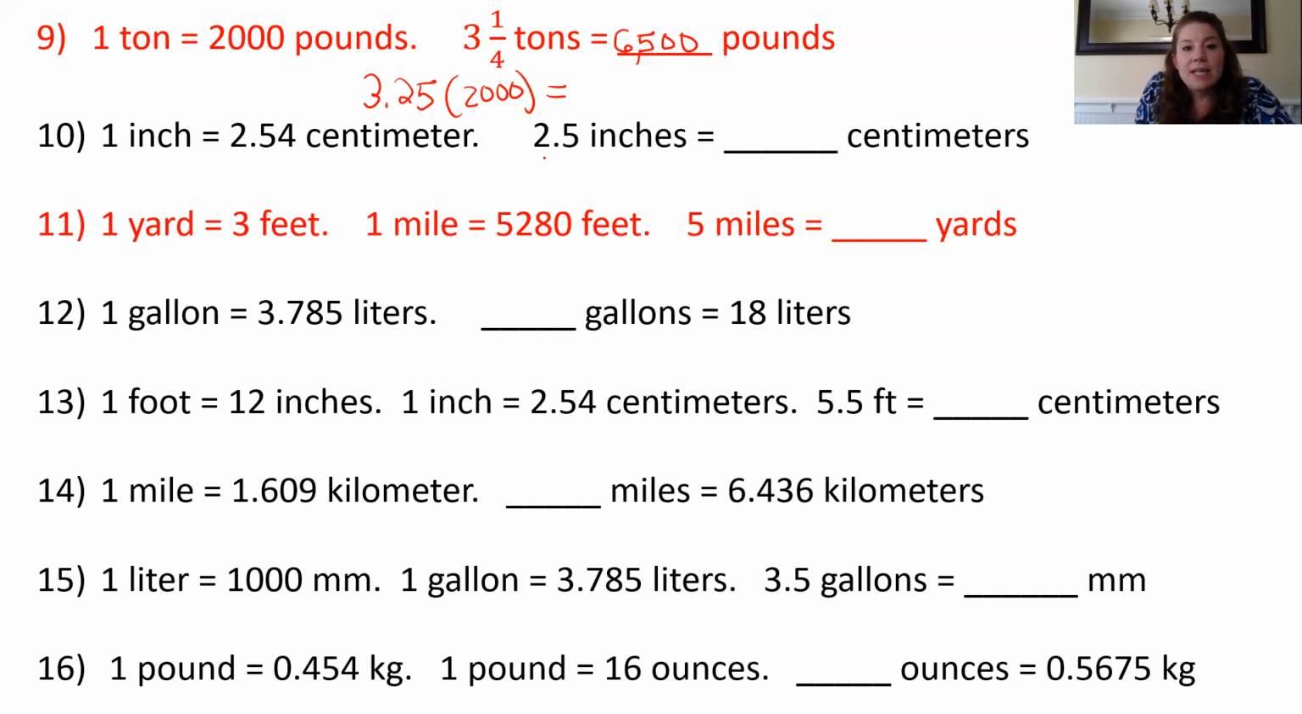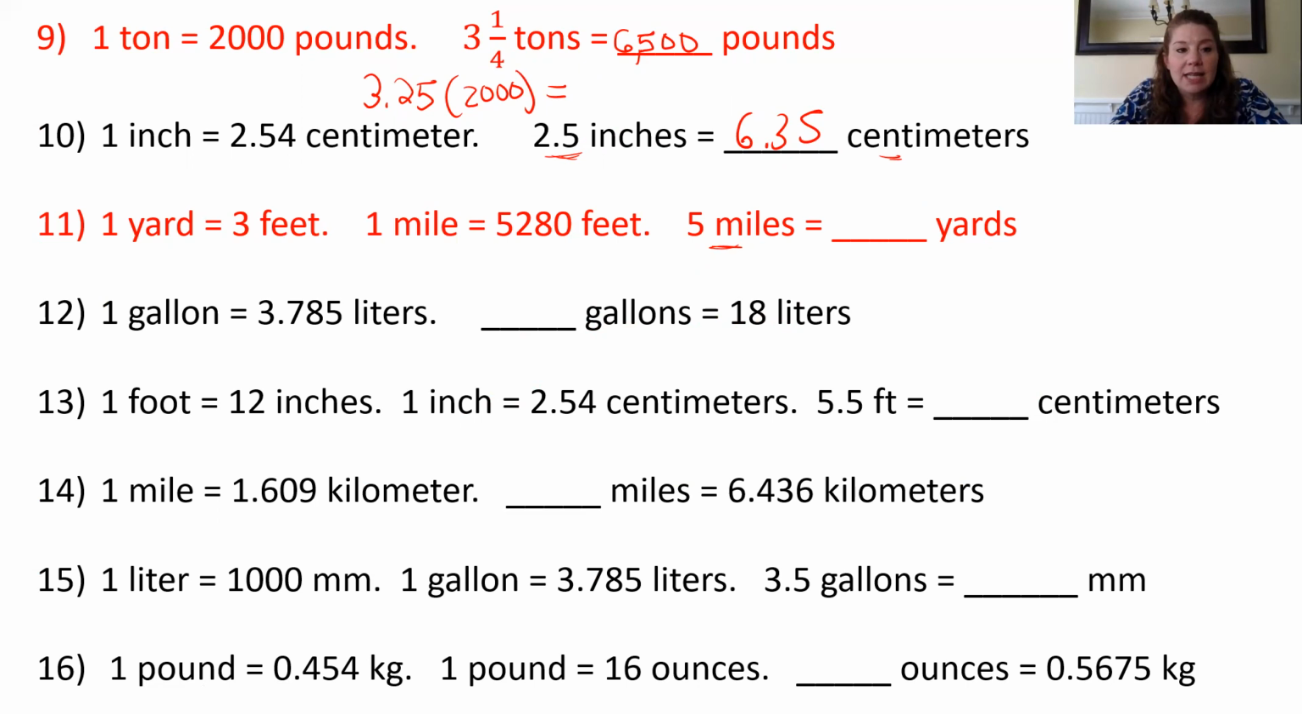Okay. All right, number 10, what are we going to do, guys? This time we have the big measurement and we need the small measurement, just like we did up here, right? So 1 inch is 2.54 centimeters. That means that 2.5 times 2.54 is 6.35 centimeters. If we have our big and we're missing our small, we're multiplying. But on this one, we're missing our big, we need our small. So what are we going to do on number 12?